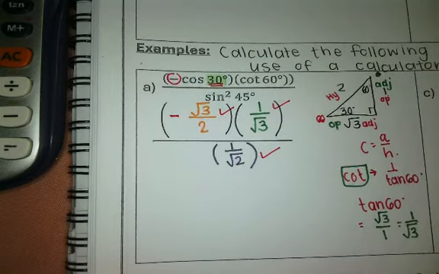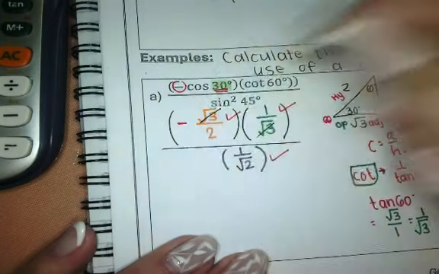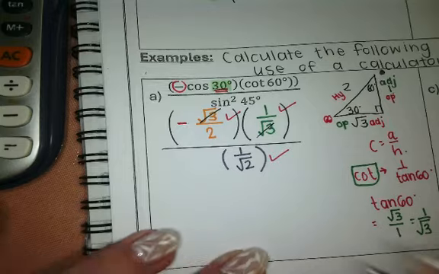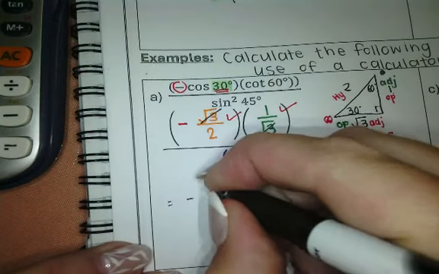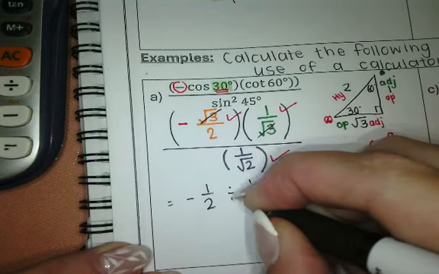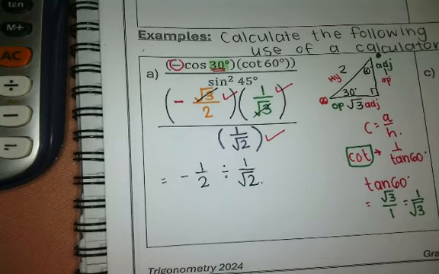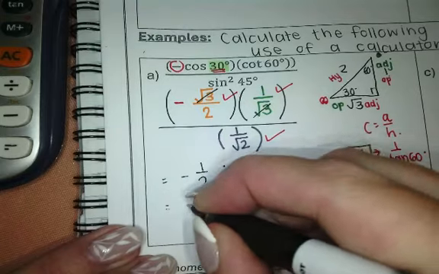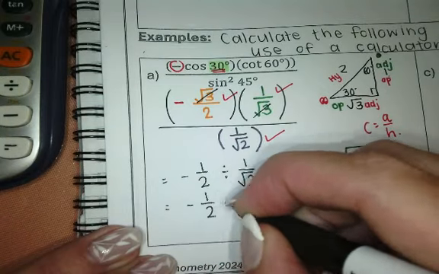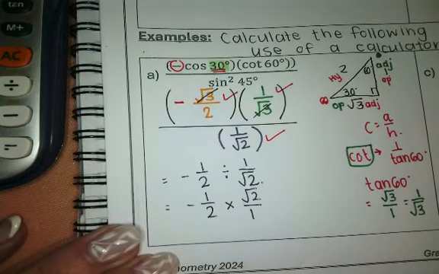Ma'am, please repeat again. So let's go to simplifying. Can you see that and that cancel each other out? So we're left with negative a half divided by 1 over square root 2. Remember, without the use of a calculator, it's just showing all your steps all the time. So this is going to become a multiplication: times square root 2 over 1.